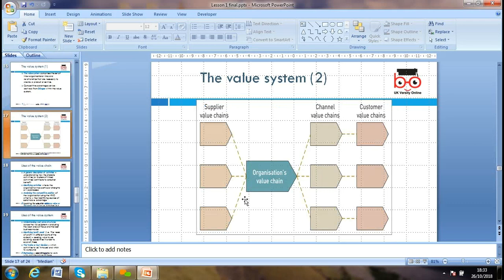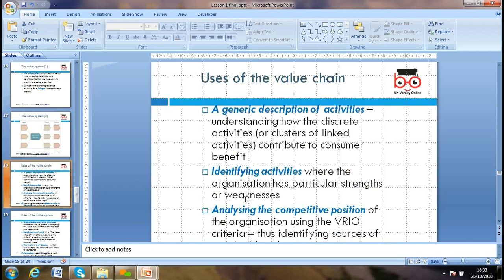So according to Porter, from a financial management perspective, if you don't have a value chain model and don't use it effectively, you're not really going to achieve what you're supposed to achieve in a financial perspective as well. So the use of value chain: a generic description of activities, to understand how discrete activities cluster, to link the activities and contribute to consumer benefit. Identify the activities in which the organization has particular strength. Some organizations are very strong in one area and have weaknesses in others. We can say normally these are the areas to be explored, areas of development.